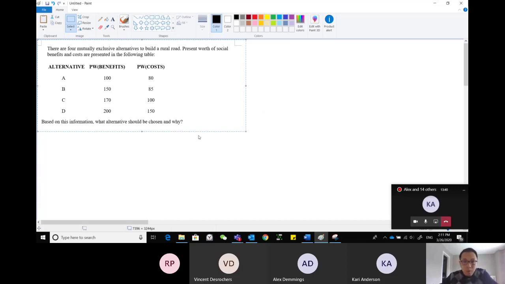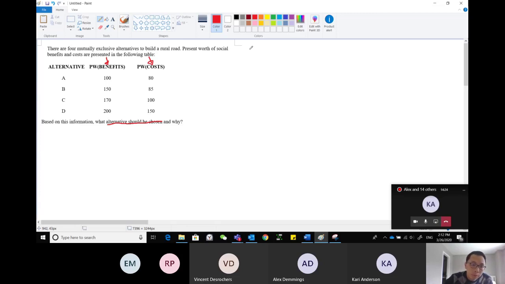Okay. So this question is asking there are four mutually exclusive alternatives to build a road. Present worth of the social benefits. So the first column here is the social benefits for four alternatives, right? And then the second column is the present worth of the cost for different alternatives. So the question is asking which alternative should be chosen.